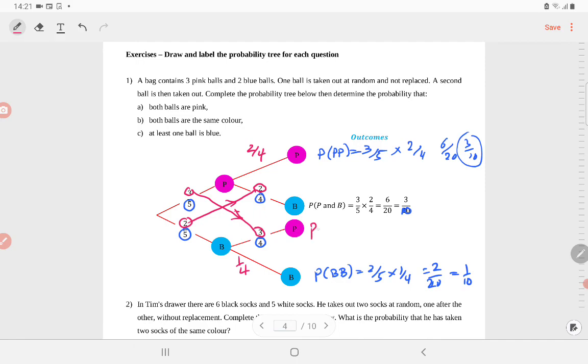So this last one, probability of a blue then a pink, would be 2 on 5 times 3 on 4, 6 on 20, which is 3 on 10. Okay, I'll let you answer these yourself just from using that diagram. Have a go yourself, see how you go.